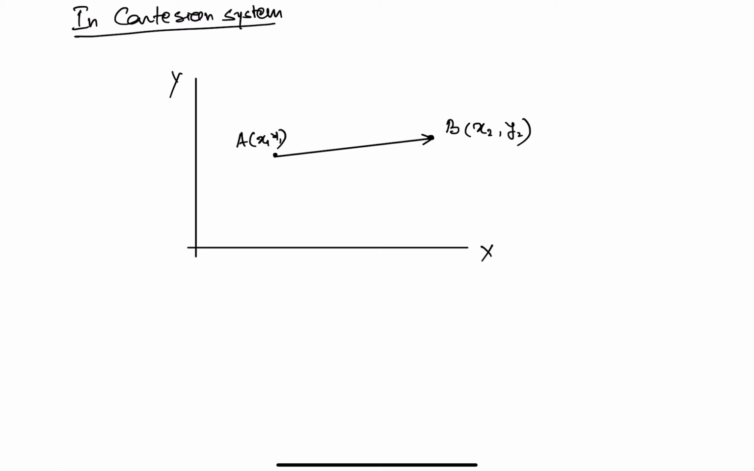Let me call this vector as vector AB. So how do we write vector AB using the coordinates? That is what we have to learn now. Okay.